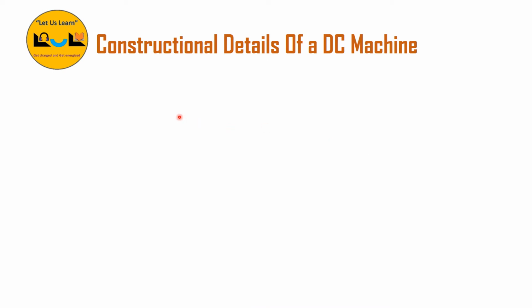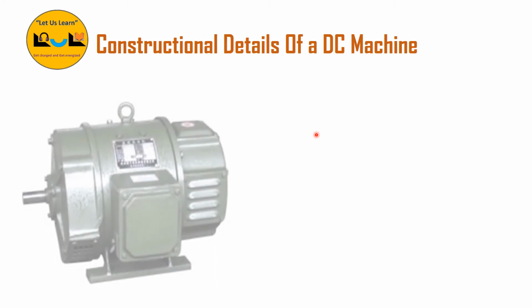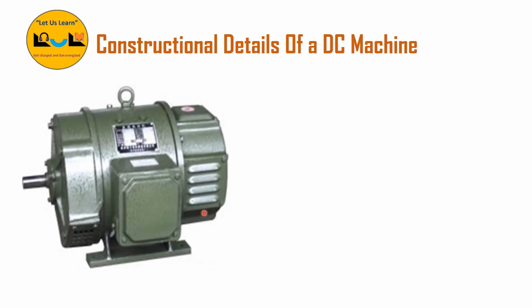Now we are going to discuss the constructional details of a DC machine. This is the structural diagram of a DC machine. Here the outer part is called the yoke, and this is called the shaft. Here this is called the nameplate details of any motor or any generator. This is called the eye. With the help of this, we can easily shift the motor from one place to another place without any external or internal damage.